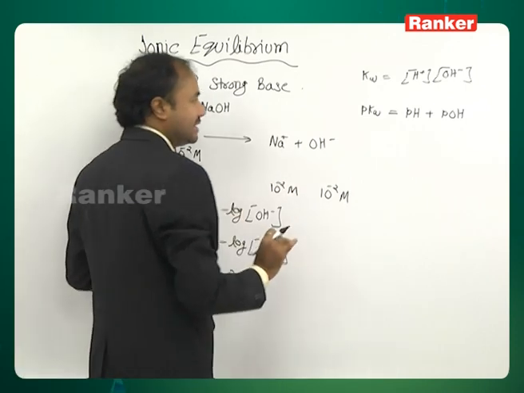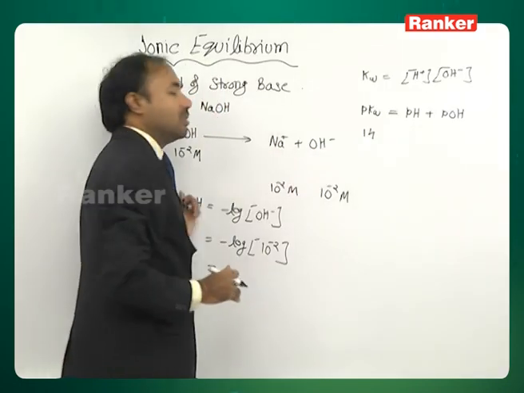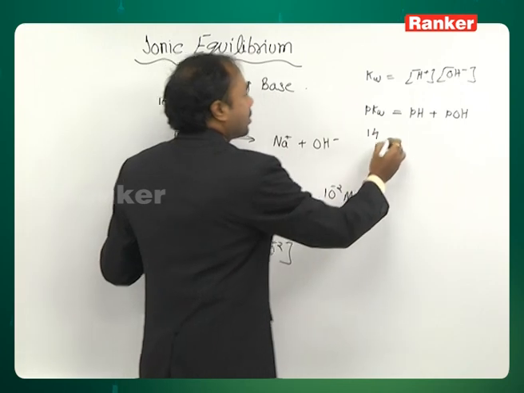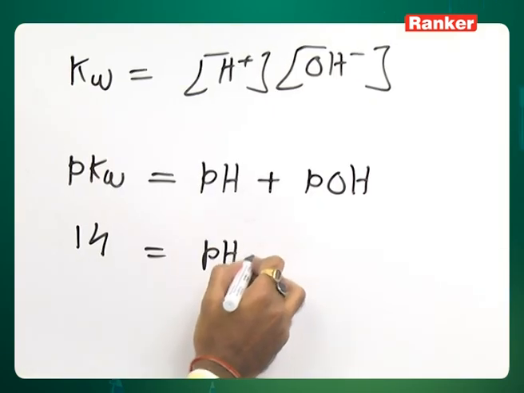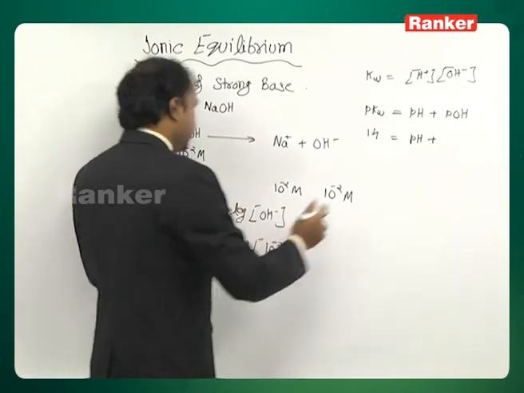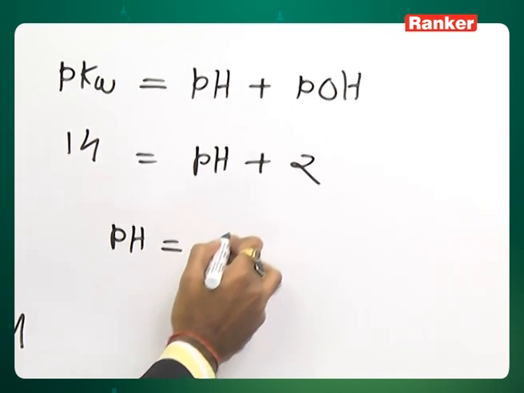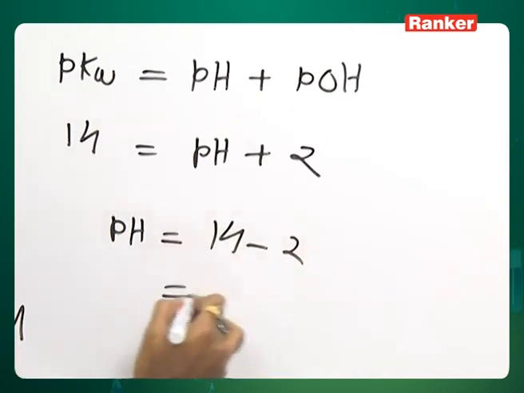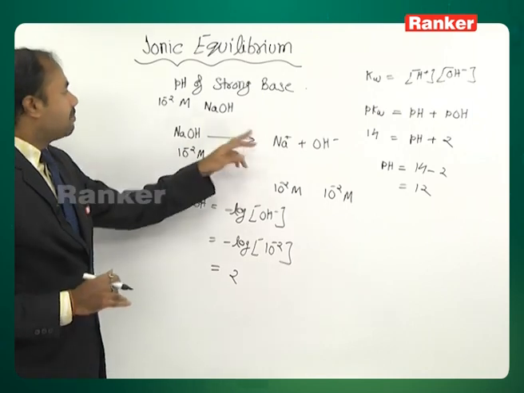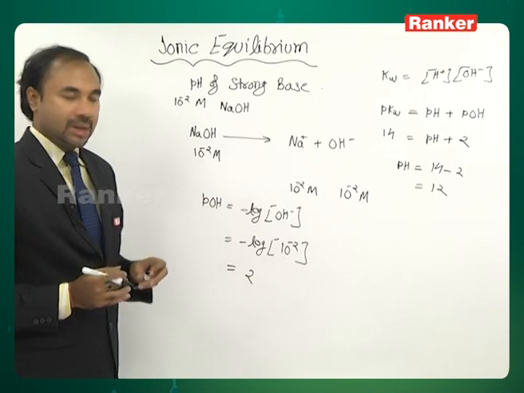At 25 degrees Celsius, again this is going to be 14, Kw will be 10 to the minus 14, minus log of that becomes 14, equal to pH plus pOH. pOH what we got for NaOH is 2, we substitute it as 2. So we get pH as equal to 14 minus 2, means 12. Right. So pH of a 10 to the minus 2 molar NaOH solution is going to be 12.